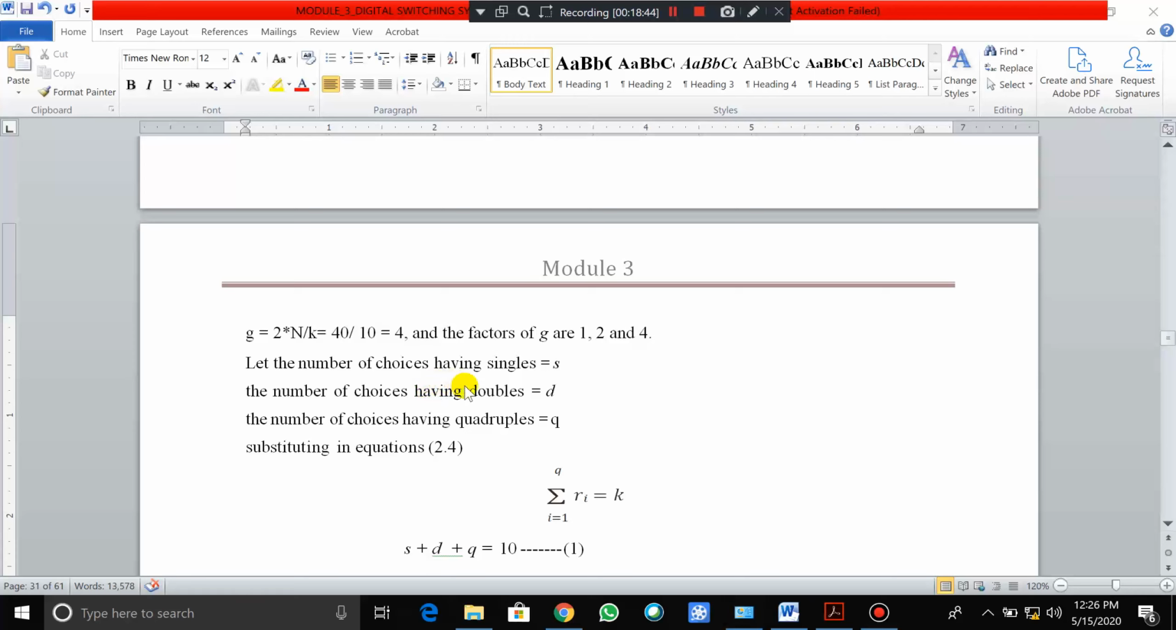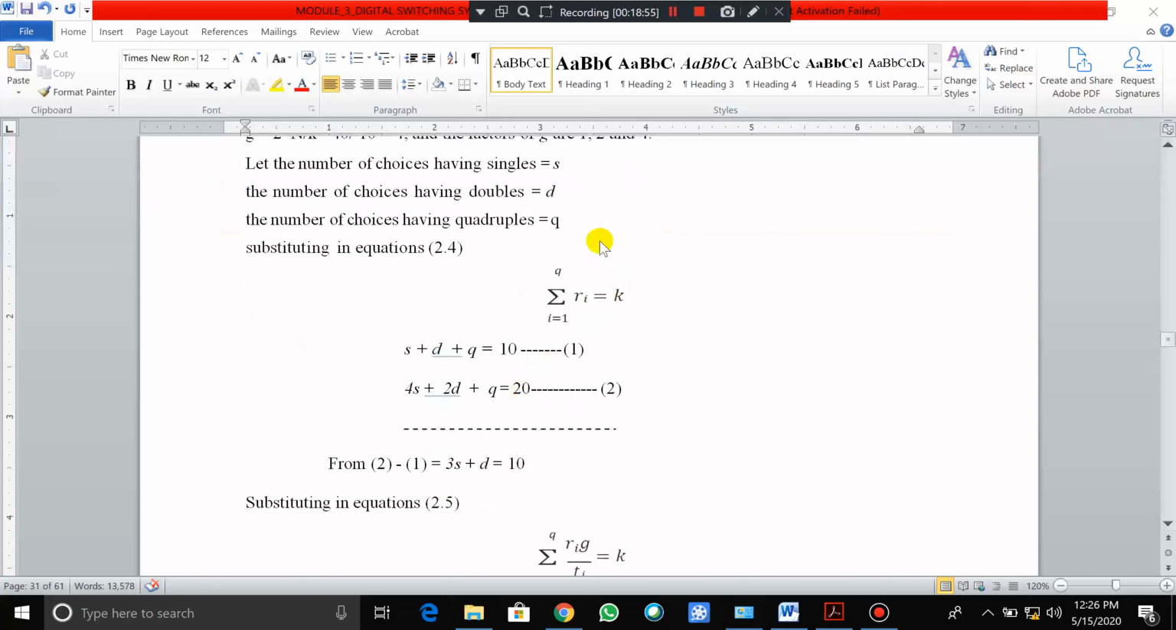Let the number of choices having a single be S, the number of choices having a double be D, and the number of choices having a quadruple be Q. We are making this as a consideration. Now substituting in the equation, the summation of r of i, i varying from 1 to q, is equal to K, and this r of i is nothing but S + D + Q, which we already considered. It is the first equation. Now 4S + 2D + Q = 20. From equation 2 minus equation 1, we have 3S + D = 10. You just have to simplify this equation.